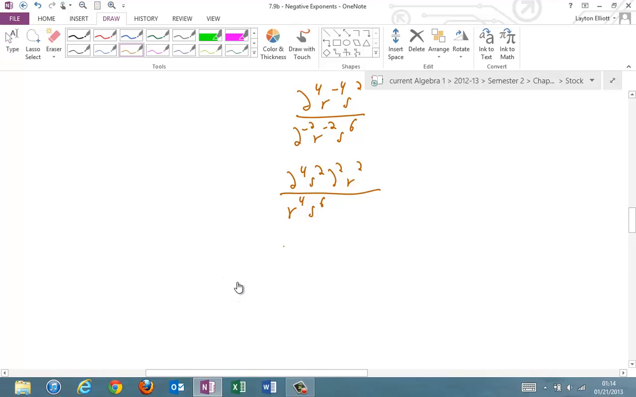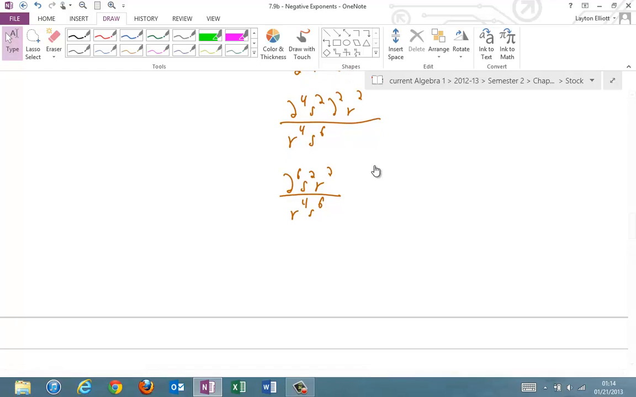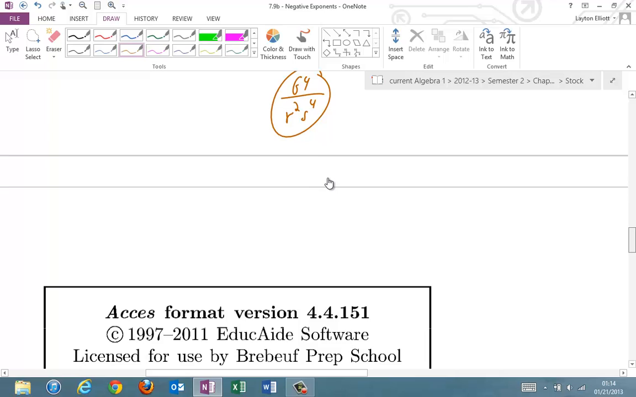Group stuff up, we have 2 to the 6th, s squared, r squared, over r to the 4th, s to the 6th. Look at what cancels. The r's and the s's will cancel, leaving stuff in the denominator. And 2 to the 6th is 64, so that's 64 over r squared, s to the 4th. And that's it.